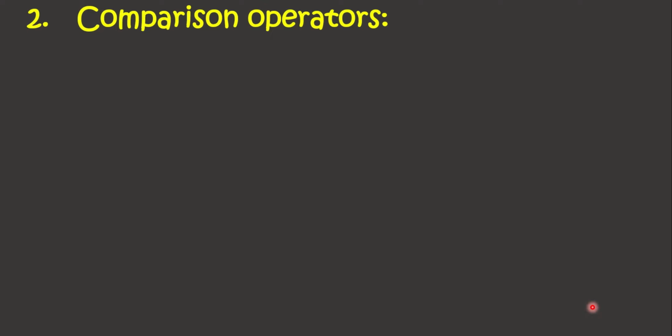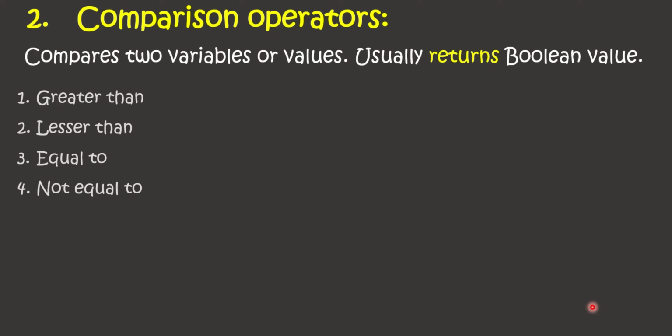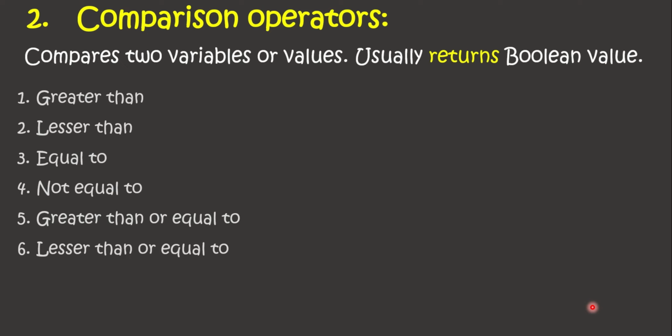Now let us have a look at the second type of operator, that is comparison operators. Comparison operators usually compare two or more values or variables. They usually return a boolean value, that is, a true or false value. The very first one, we could compare two numbers. We could see if a number is greater than, less than, equal to, not equal to, greater than or equal to, or less than or equal to.